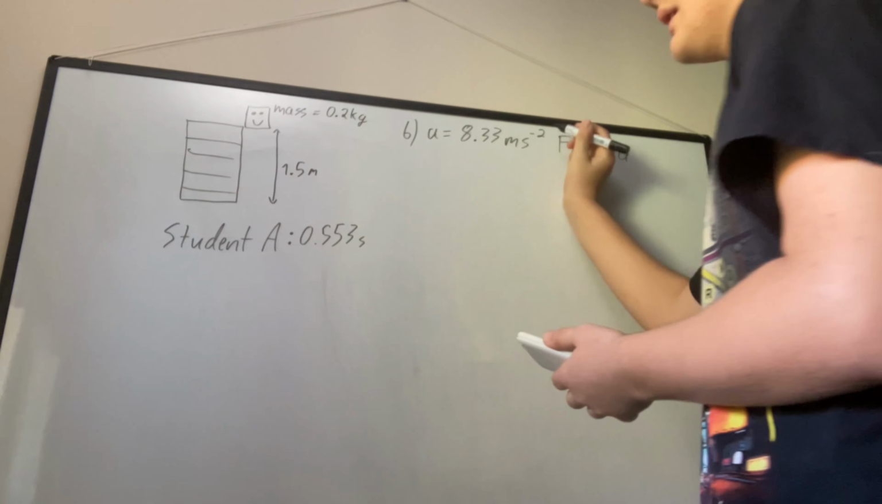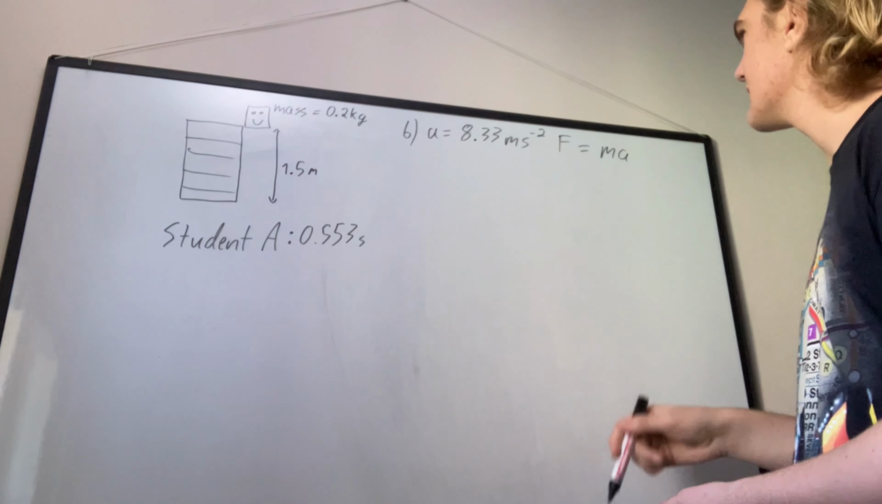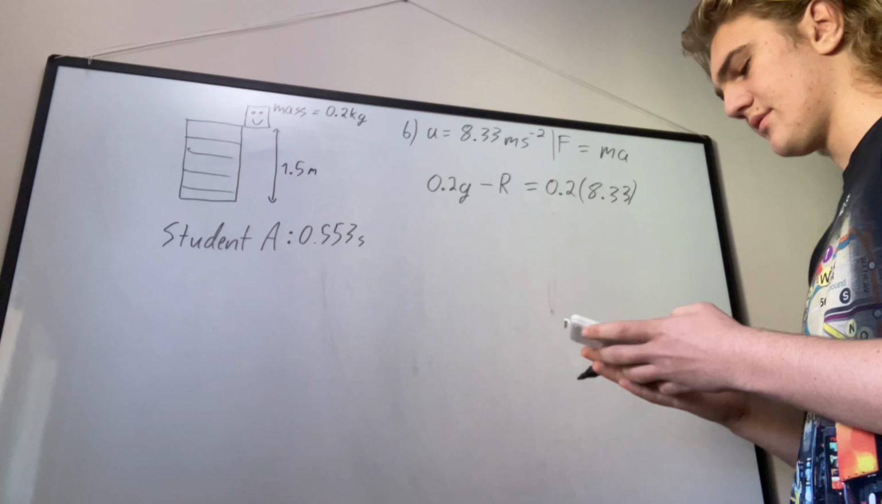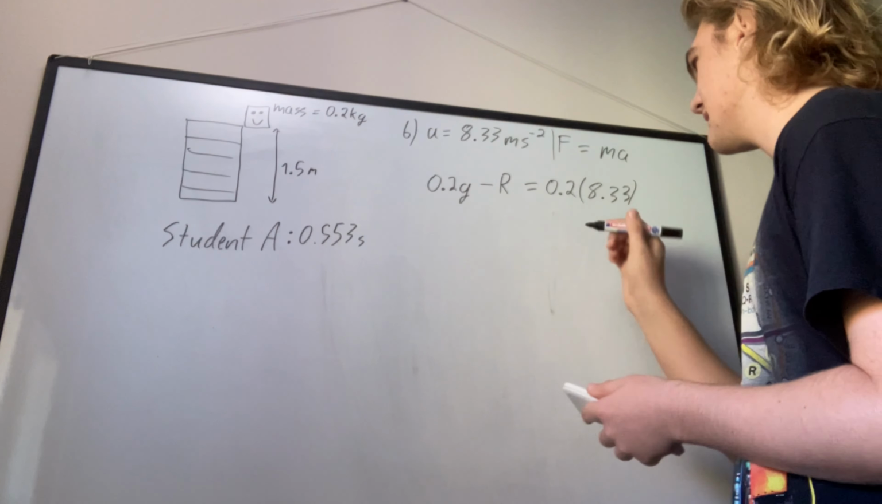So that's our acceleration. And we know that this makes sense because it's a little bit less than gravity, and it's less than 9.8 because it's got that resistive force. So now if we use F equals ma, the force is going to be its weight acting down minus this resistive force countering it. So its weight is going to be its mass, 0.2, times the gravity, that's how you calculate weight, minus this resistive force is equal to the mass, 0.2, times our acceleration of 8.33. 8.33 times 0.2 is 1.67.